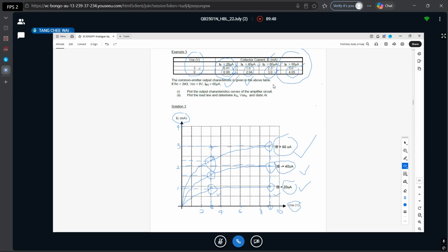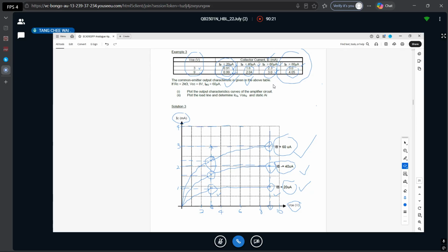Okay, settle. So now I look at the second point, same 9 volts here now. Look at 9 volts. 9 volts, where is it? Here. I project up again, 9 volts up. Then I look at the current, is it 4.05? All right, very close to 4. We'll say we take it as 4. Then 4 is here. We project the line out all the way.